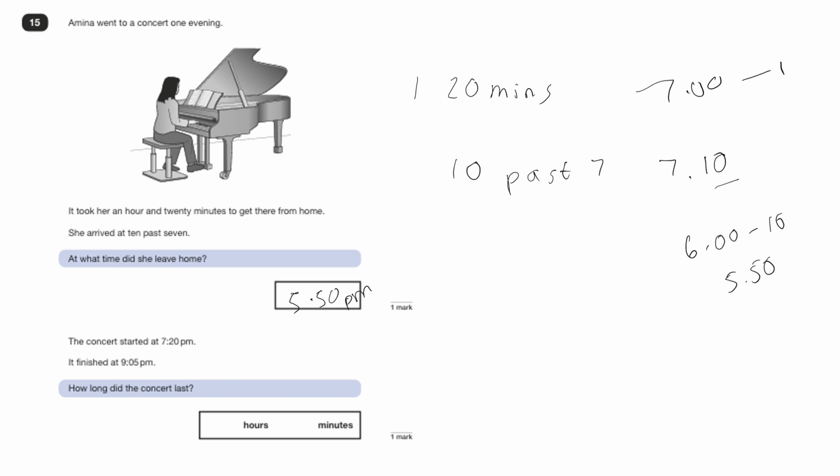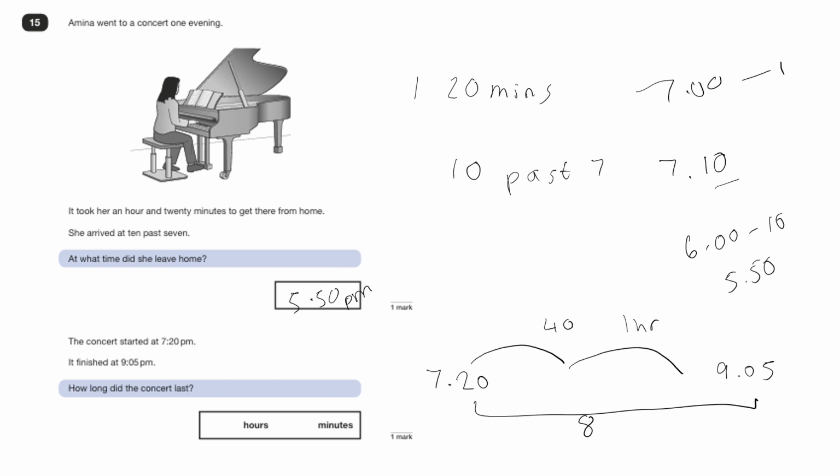The concert started at 7:20 and it finished at 9:05. How long did it last? Again, we're just catching up on time. We're trying to get from 7:20 to 9:05. It's really helpful to use like a timeline. So we know that another 40 minutes is going to give us an hour to 8 o'clock. Then we've got 1 hour that takes us to 9. And then we've got 5 minutes. So we've got 45 minutes and 1 hour. 1 hour and 45 minutes.